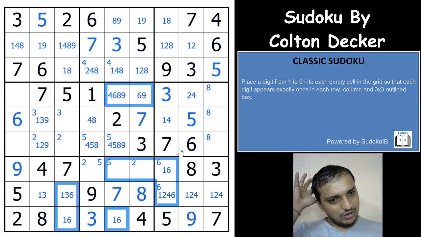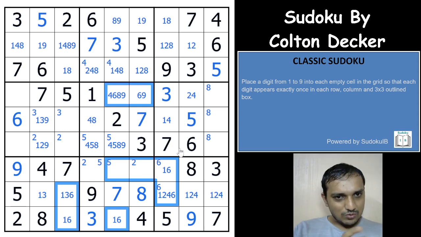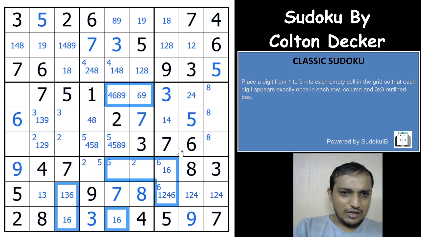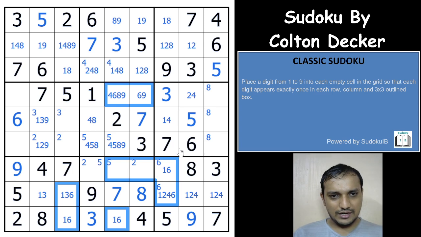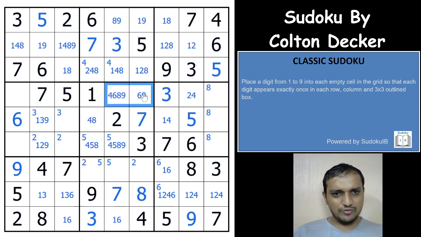No, because we already have 5 sixes placed in this grid. So there will be exactly 4 rows remaining, and that would actually form a jellyfish, but we won't be able to eliminate 6 from any of the other cells. Not possible. Let us try with 1 here.